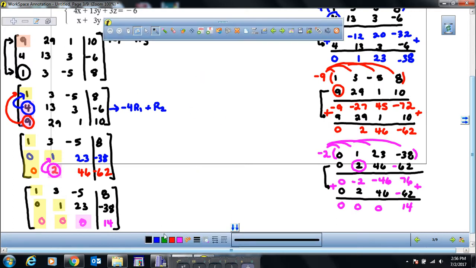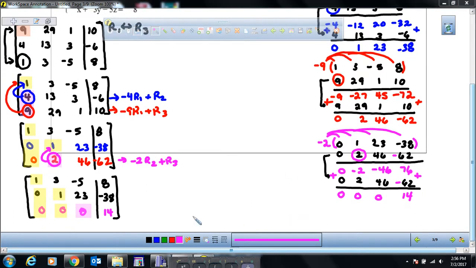Now, before I do that, I keep forgetting to put this. I'm going to write the 2 operations that I did to change this 9 to a 0. We multiplied the top by negative 9, and then we added it to the bottom, which is row 3. And then I'm also going to put how we just changed this one in the middle into a 0. We multiplied the middle one by negative 2, and then we added it to the third.